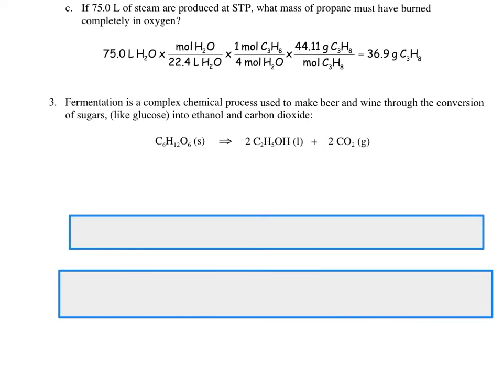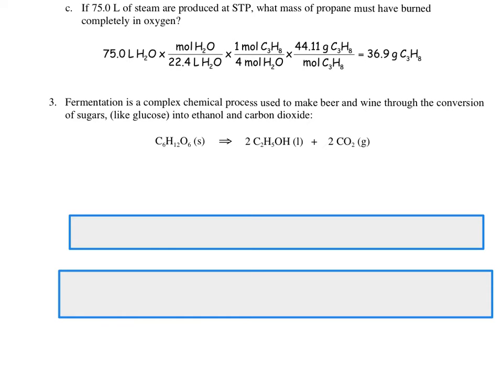All right, the third question is fermentation. And there are different types of fermentation. This is alcohol fermentation, where ethanol, C2H5OH, is one of the products. Carbon dioxide is the other product in this type of fermentation.